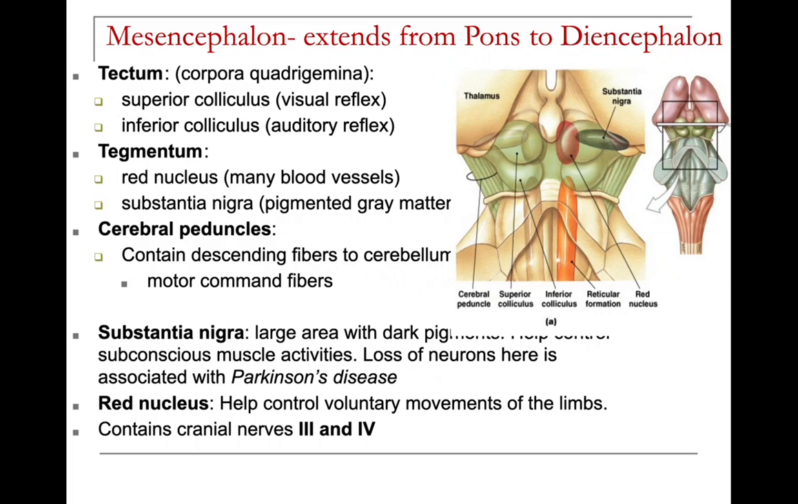So you have cerebral peduncles and cerebellar peduncles. The cerebral peduncles are going to contain descending fibers to the cerebellum. They're motor command fibers. The substantia nigra is this dark pigmented area that's involved with subconscious muscle activity. This is the area involved with Parkinson's disease. The red nucleus helps with controlling voluntary movement of the limbs. And it will contain cranial nerves 3 and 4.